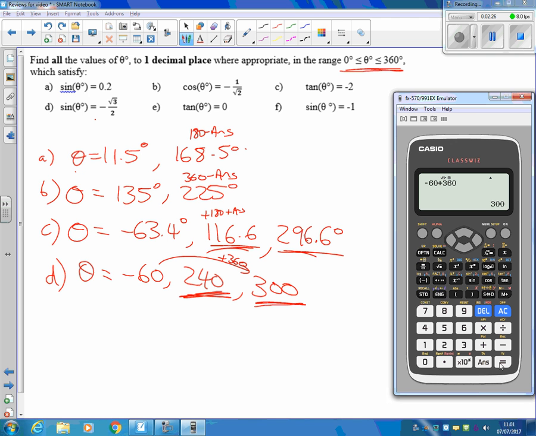Now, if you're not sure about that answer and you don't like it, you can always check it. What is the sine of 300? The sine of 300 is minus root 3 over 2. That's exactly what you wanted.